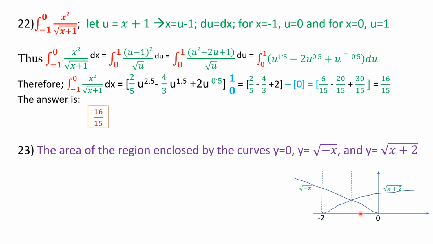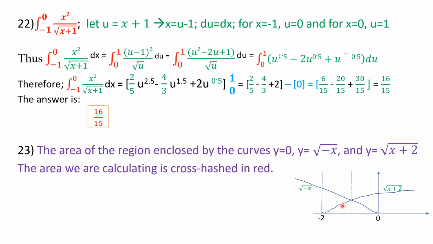So we have to find this point. But how to find this point? We have to go ahead and equate the values. But before that, let's just make the area of integration very clear. For doing that, we're going to use the area that we have to integrate. We can use cross hatching to make it very clear. So here is the cross hatching.